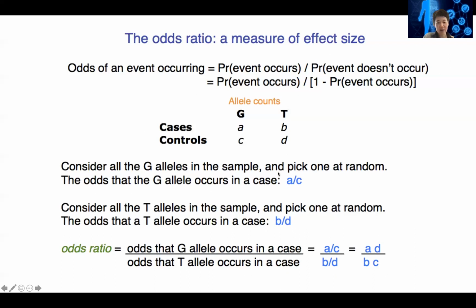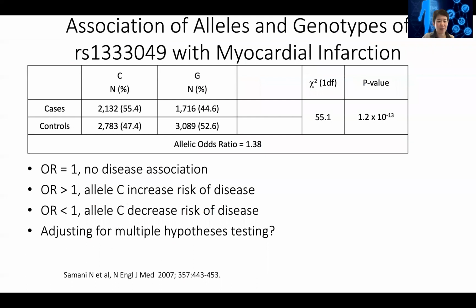And so the odds of G appearing here is A divided by C, and the odds of T appearing in this case is B divided by D, and the odds ratio is the ratio of these two, and that will give you AD divided by BC. If you have a very big odds ratio, that indicates you have a much higher chance of getting the disease. Whereas if the odds ratio is small or close to 1, you are only slightly more likely to get the disease if you have this SNP.